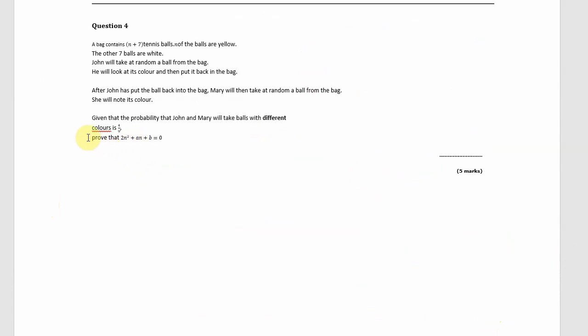Question 4, another one. So again, it's saying prove that. That's basically just saying do all the working as normal, and you're going to end up with something that says 2n squared plus something n plus something equals 0. And then that's when you stop.